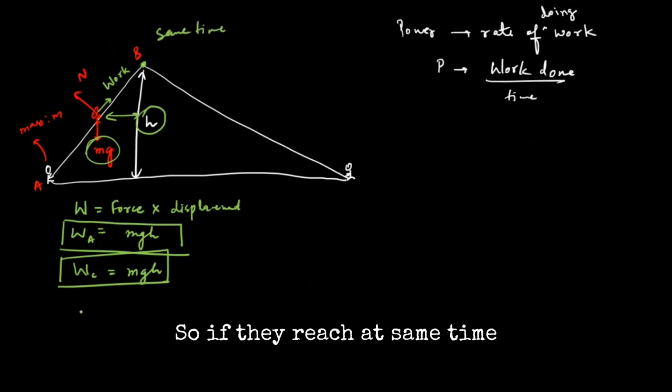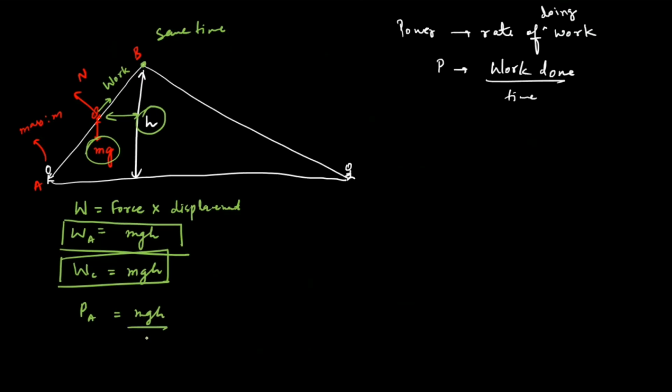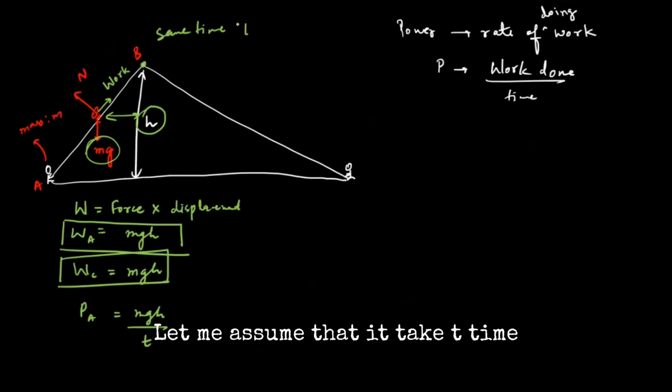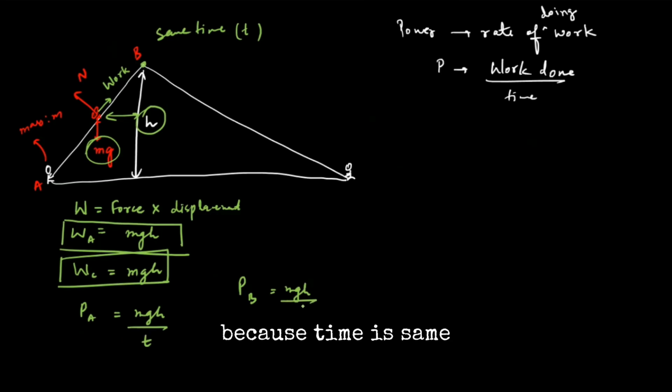If they reach at the same time, power for A is going to be mgh over t. Let me assume that it takes t time. And power for B is also equal to mgh over t because the time is the same. So power for both is the same.